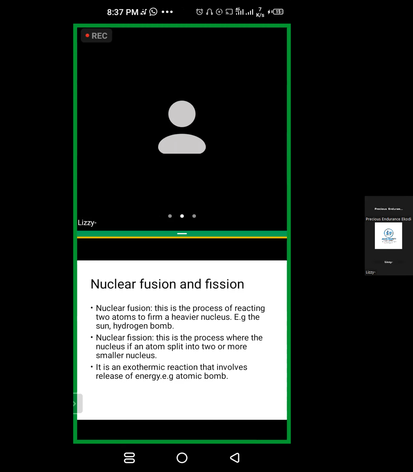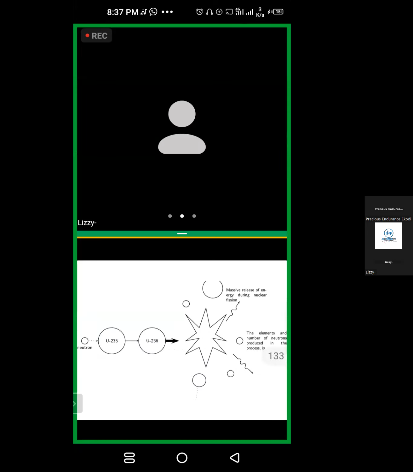Nuclear fusion is coming together. Nuclear fission is splitting up. Let's just keep it that simple. Fusion, coming together; fission, splitting up. Example of fusion: the sun, hydrogen bomb. Example of fission: atomic bomb. So this is what we have for today.